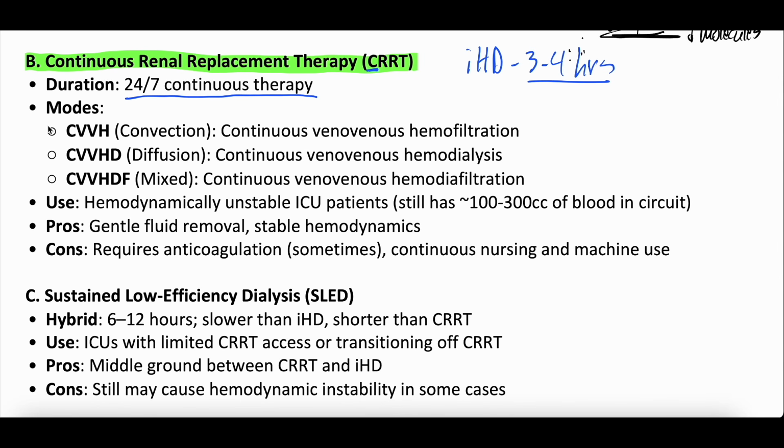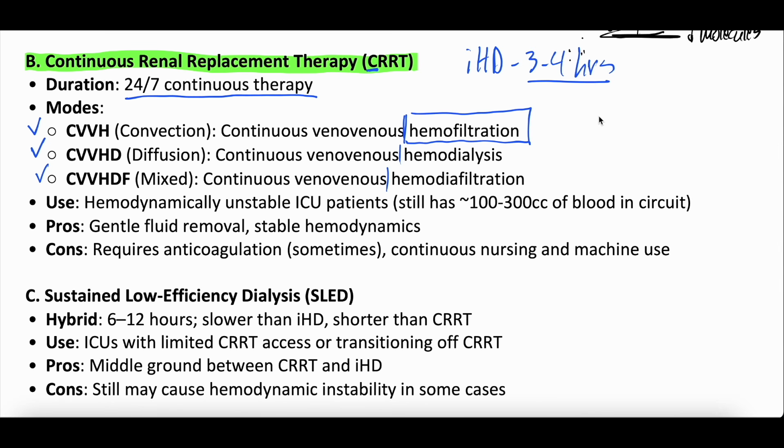But the 3 main types of continuous renal replacement therapy are CVVH, CVVHD, and CVVHDF. This is very confusing, which is why I want to do a whole separate episode on it. But CVVH stands for continuous veno-venous hemofiltration. The CVV stands for continuous veno-venous, so we can take that out of the title and focus on the parts that are different. So CVVH, that H stands for hemofiltration, and this uses convection to clear fluid and solutes.